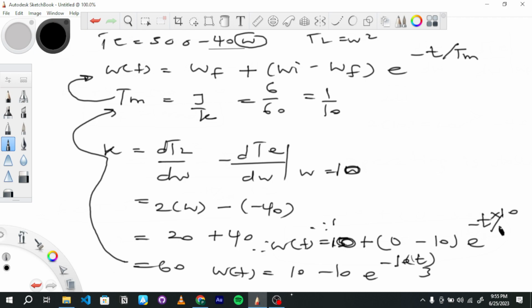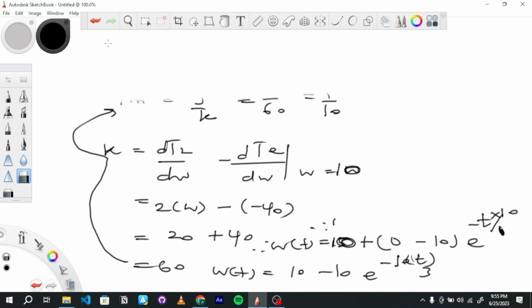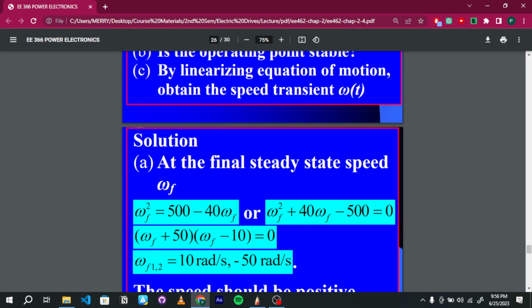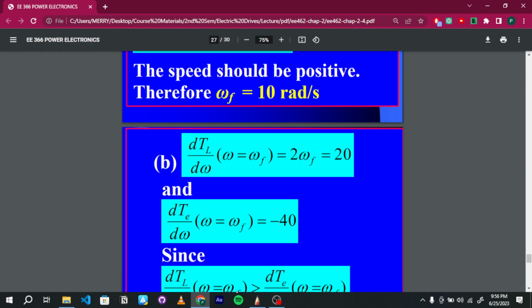So that's it. That's it for how we solve these mechanical transient questions. I think that's it for this unit 2.